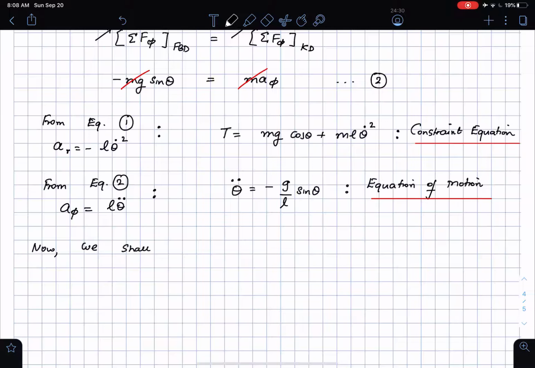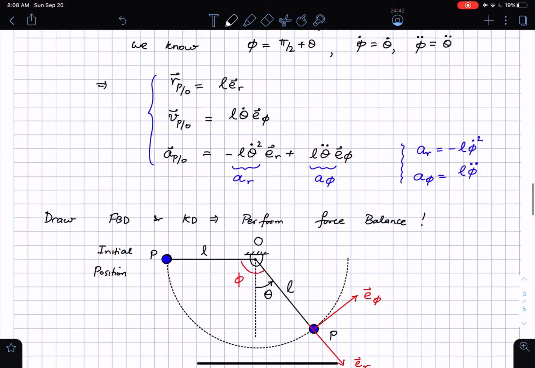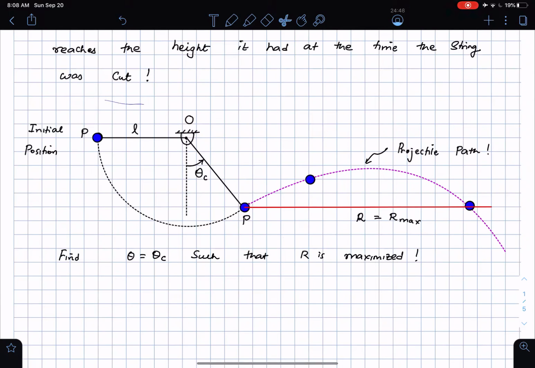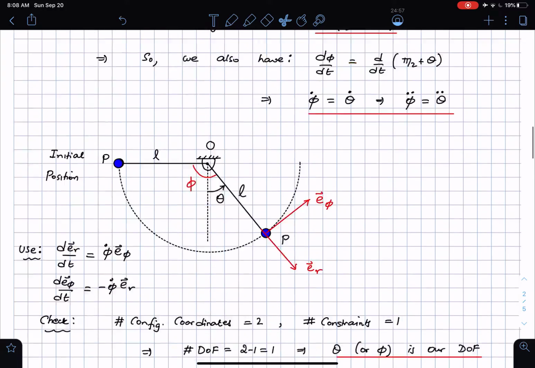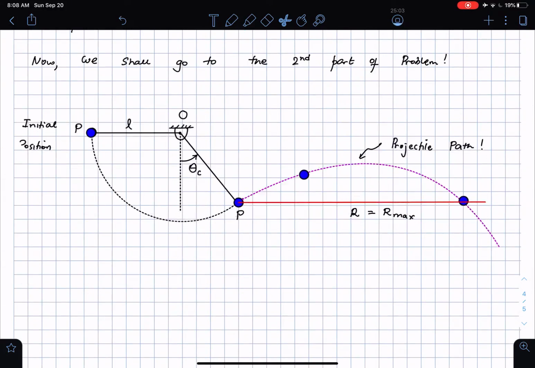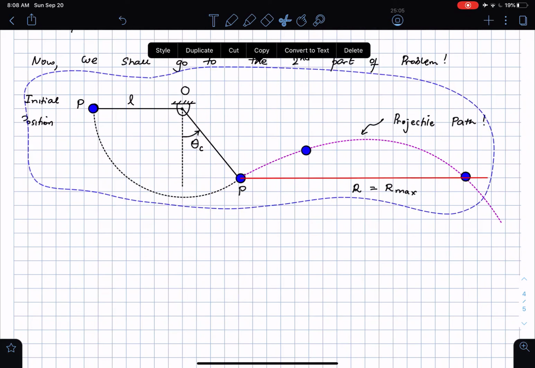Now we shall go to the second part of the problem. Going back to my figure here, I had a nice figure. Oh yes, this guy here. This is the figure that I want. It's going to select in a minute. Okay, so I'm going to bring back that figure here. These are the events that are taking place when the string is cut.